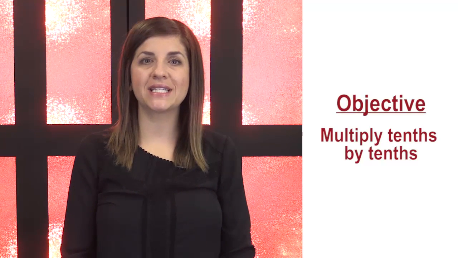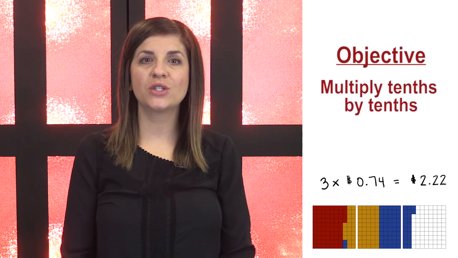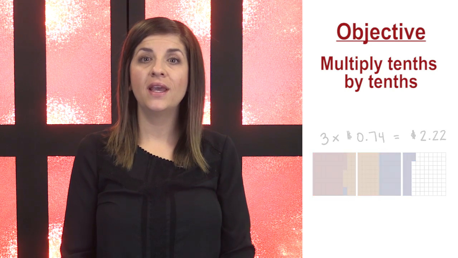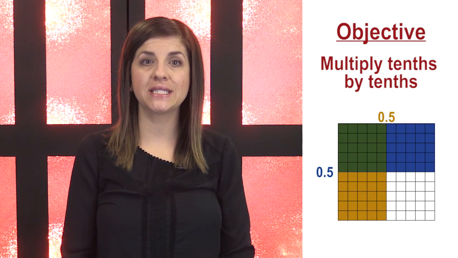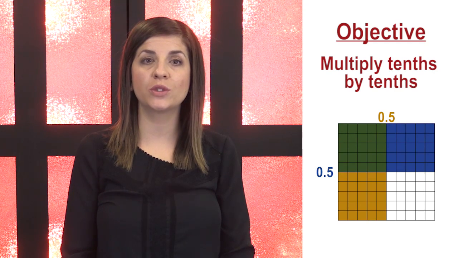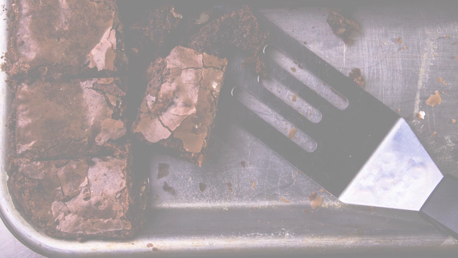The objective of this lesson is to multiply tenths by tenths. In previous lessons, students used hundredths grids to multiply whole numbers by up to hundredths. They have also learned that 5/10 is the same as half. In today's lesson, the students will move on to multiplying a decimal to the tenths by another decimal to the tenths using the hundredths grid. Let's begin with the first problem.